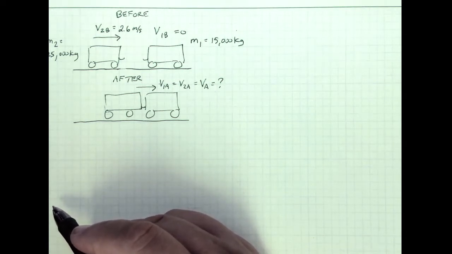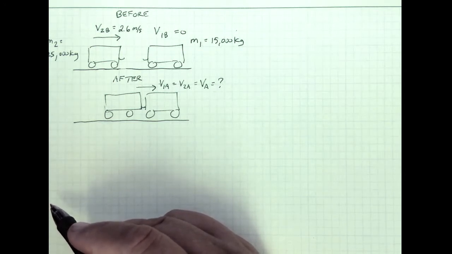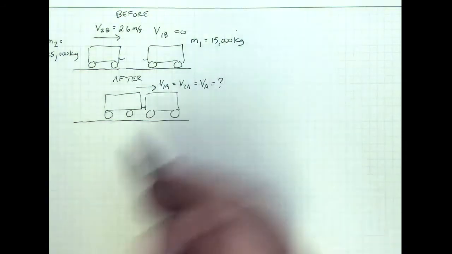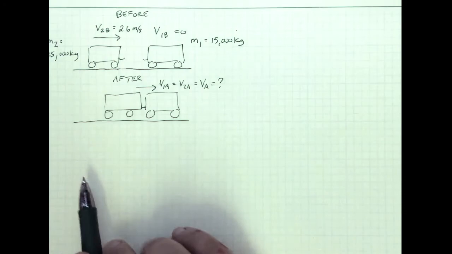Notice that I'm using two subscripts here. The first subscript tells us which car, 1 or 2, and the second subscript tells us when the data are being gathered, before the collision or after the collision, B or A. So we summarize the data that we're given up here.